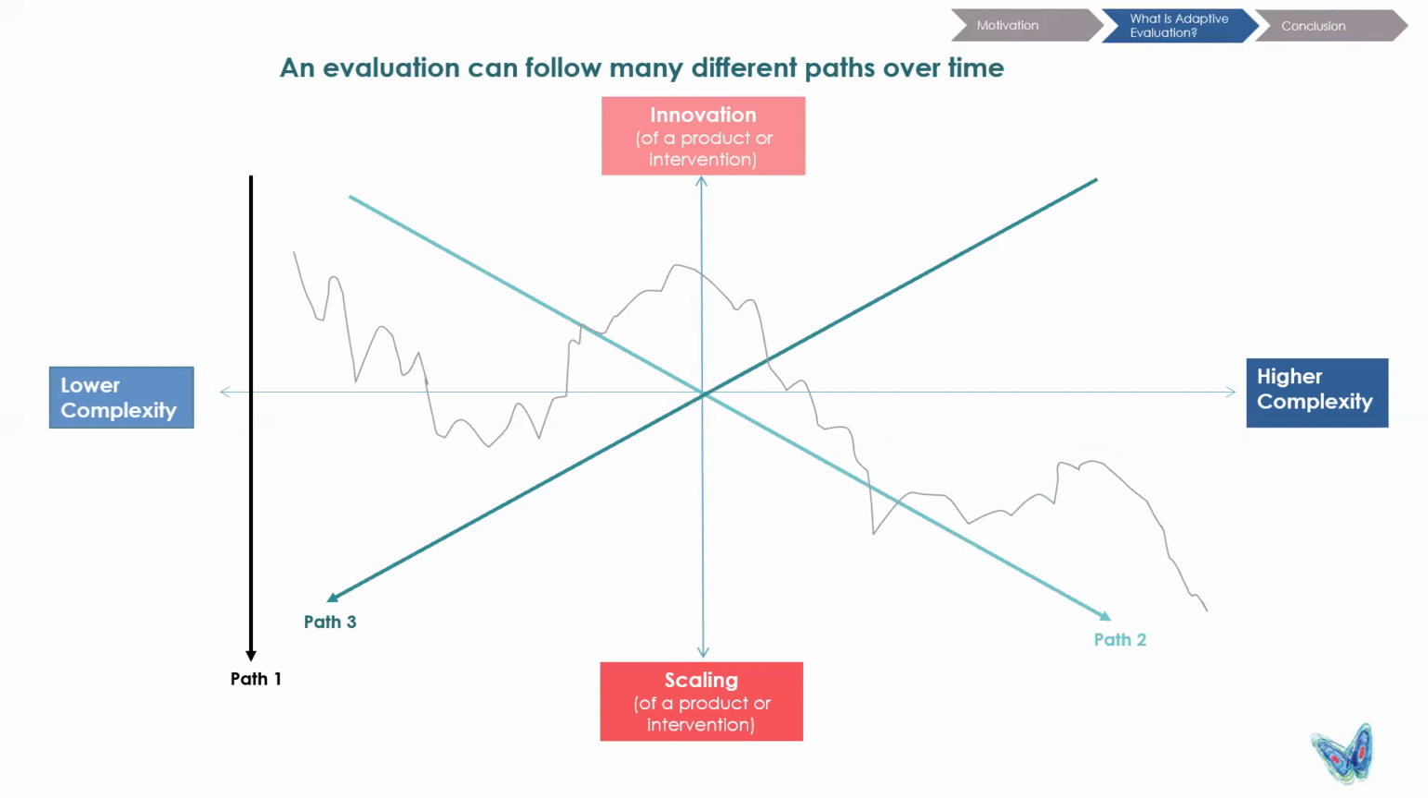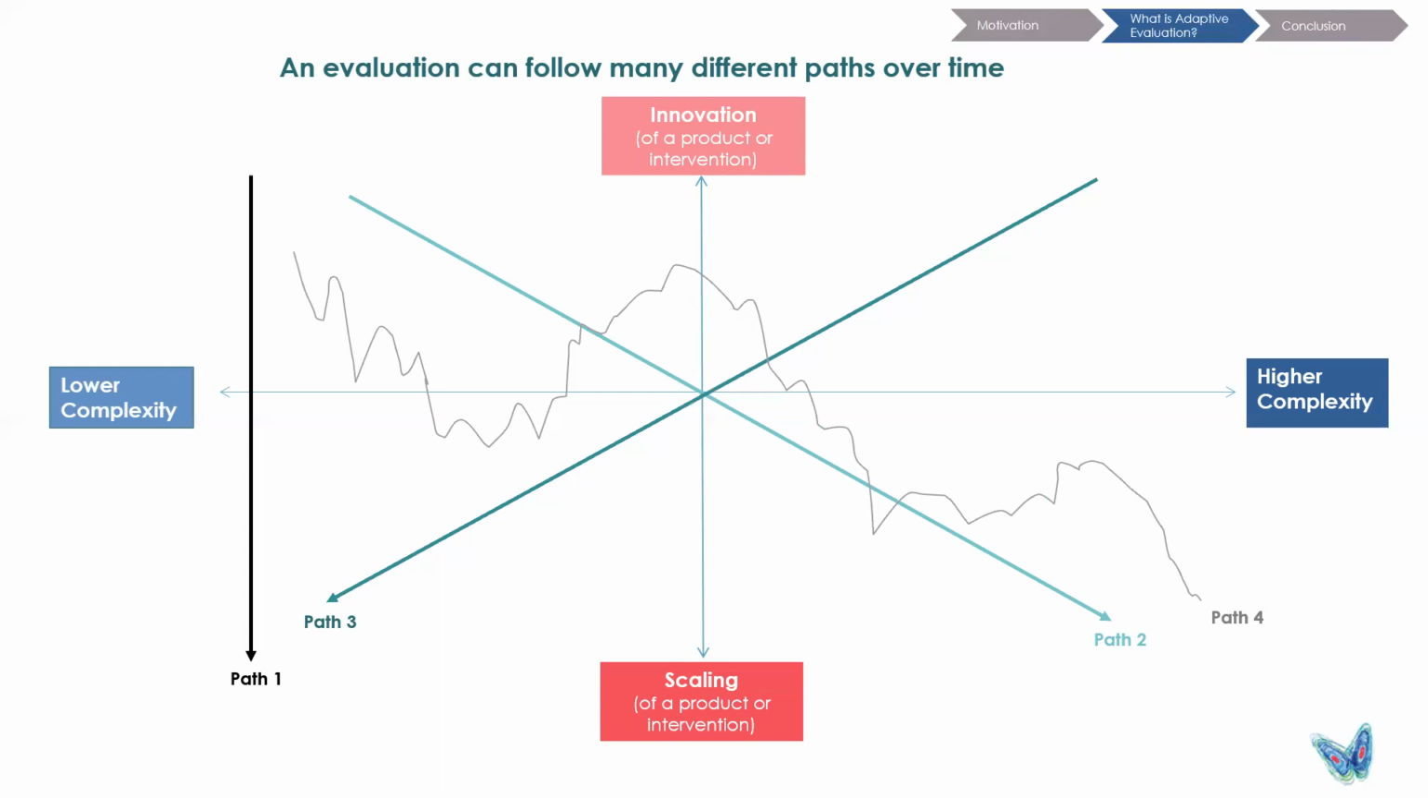And of course, these are illustrations of some paths, and that's path four, but you can imagine infinite possible paths, and you don't have to start from innovation and go all the way to scaling. Sometimes you're just working on scaling, and the environment changes.